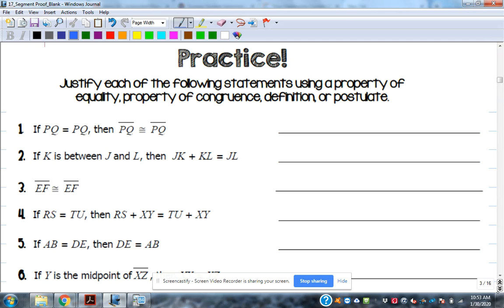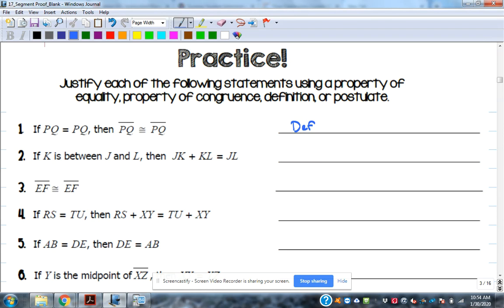All right, so let's get the properties. You got a bank at the bottom of your page there. That's where we're going to. I didn't want to put it up here. So PQ is equal to PQ, then segment PQ is congruent to segment PQ. The what now? Definition of congruence. One is measurements, one is objects.